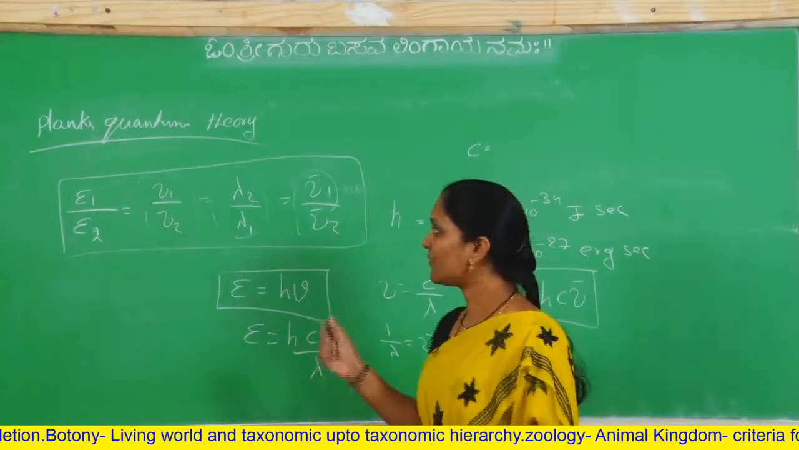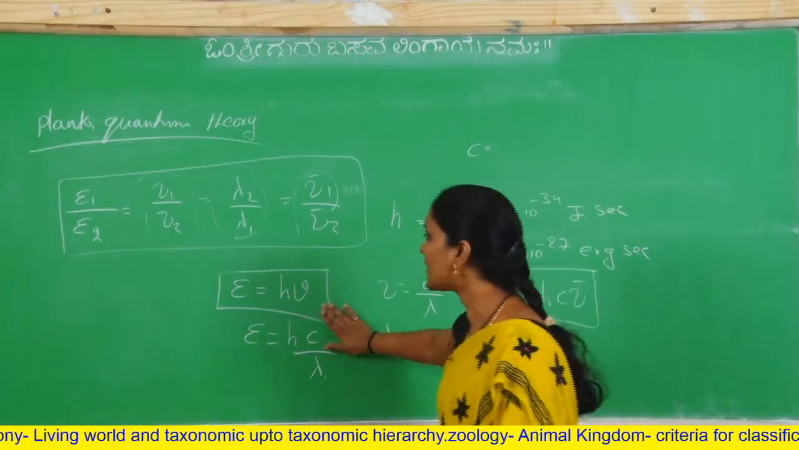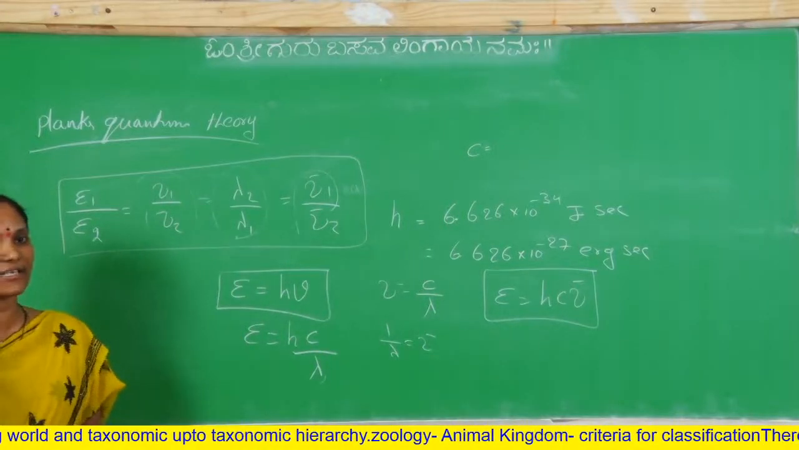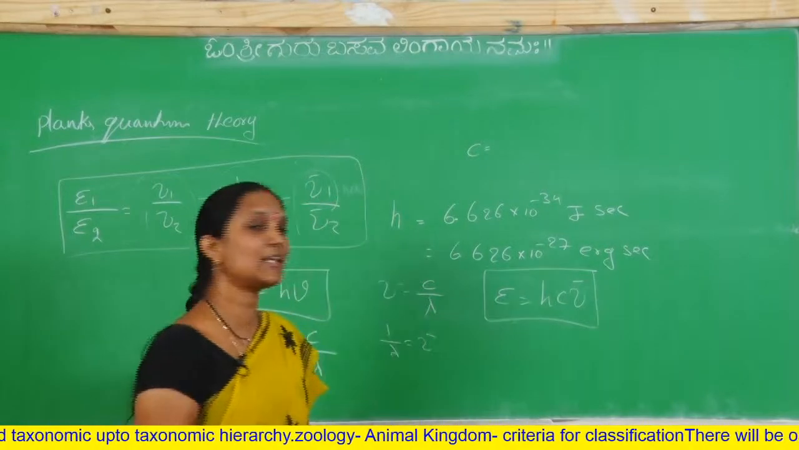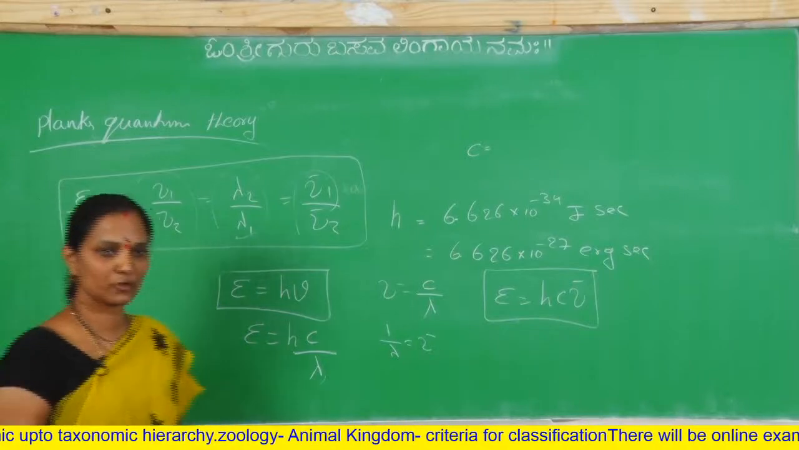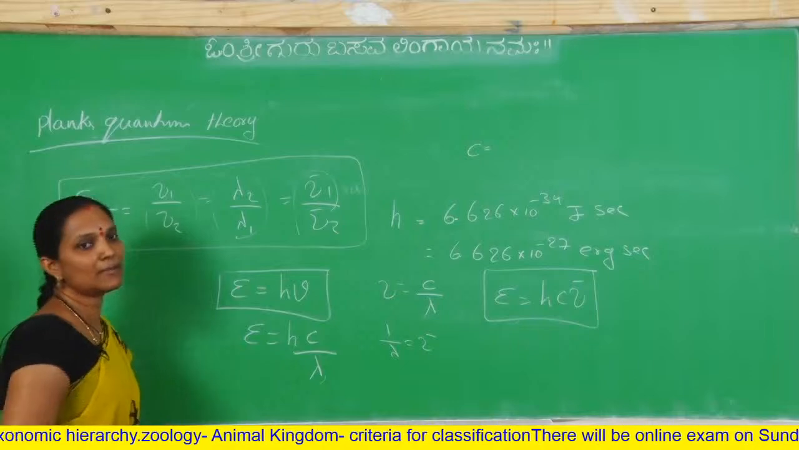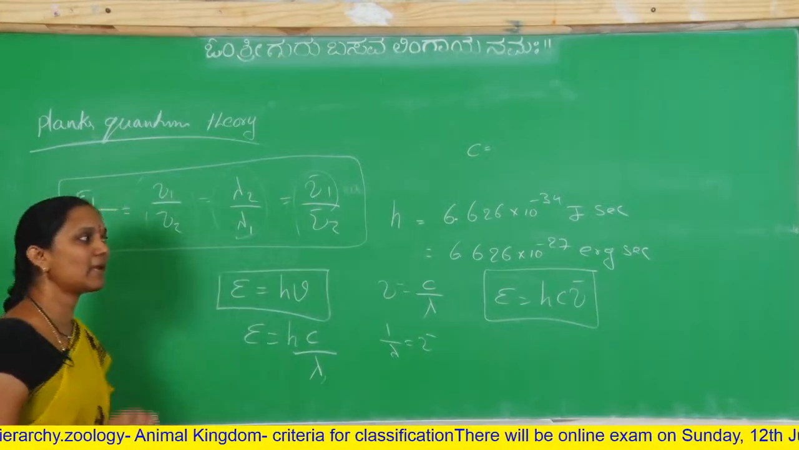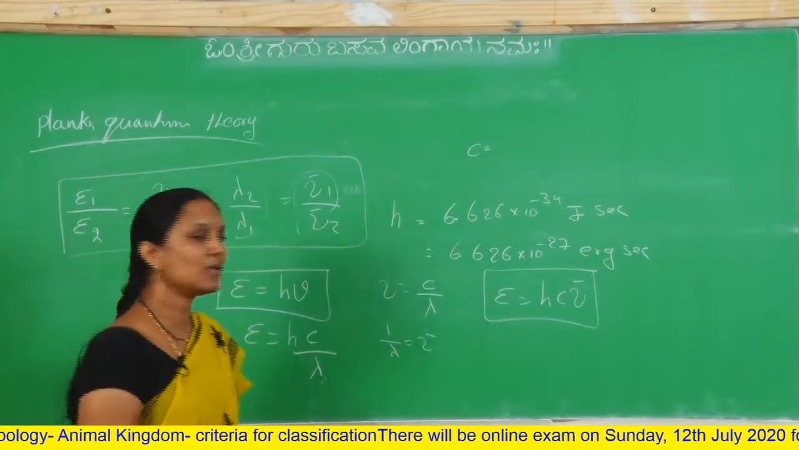So now it is the relation between energy, frequency, wavelength, wave number. This energy is given by Planck's quantum theory. Light energy is emitted in the form of packets, and that packet is called a photon. Otherwise, that energy is called quanta. The quanta energy is directly proportional to frequency, so E is proportional to nu, then E is equal to h nu. H is the Planck's constant, whose value is 6.626 into 10 power minus 34 joule second, or 6.626 into 10 power minus 27 erg second.